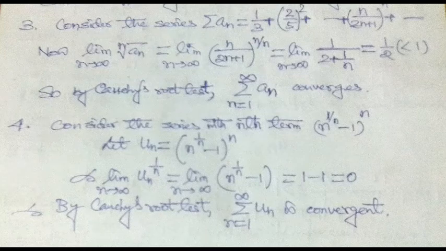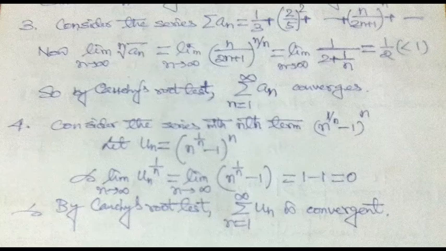Now this is example 3. Consider the series 1 by 3 plus (2 by 5) square plus so on. So the nth term is u_n equals (n by (2n plus 1)) whole power n. So in this case we have to consider Cauchy's root test. Then limit n tends to infinity nth root of u_n will be limit n tends to infinity n by (2n plus 1), that is limit n tends to infinity 1 by (2 plus 1 by n). So the limit will be half, that is the limit is less than 1. So by Cauchy's root test the given series converges.